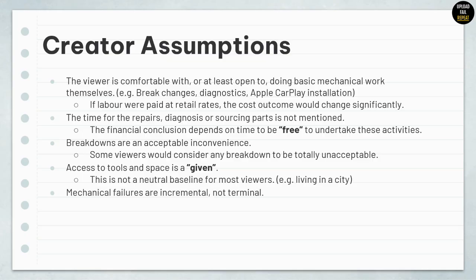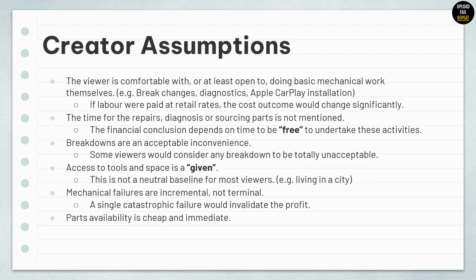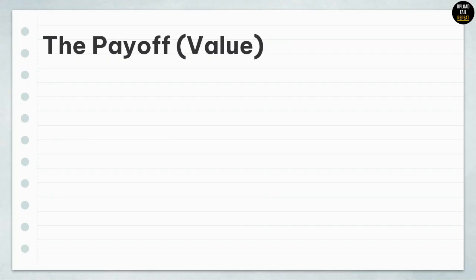Mechanical failures are incremental, not terminal. A single catastrophic failure, such as an engine breakdown, would invalidate the profit. Parts availability is cheap and immediate. The creator mentions eBay a few times. Some parts may be more difficult to get hold of based on the car or brand model, the location and timing. So the payoff, the value effectively.